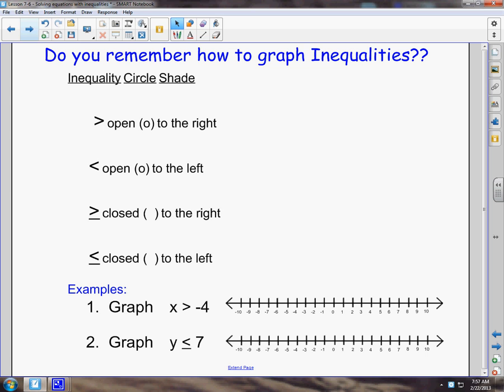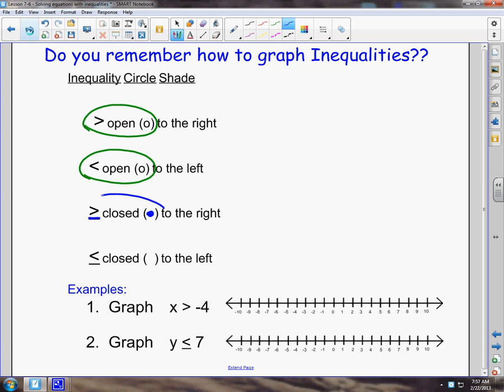So if you remember, there are a couple key things. Remember, if it is just a greater than sign, it's open. If it's just a less than sign, it's open. And then remember, if there's this little line underneath, it's a closed circle. So if there's this little line, then it's closed.